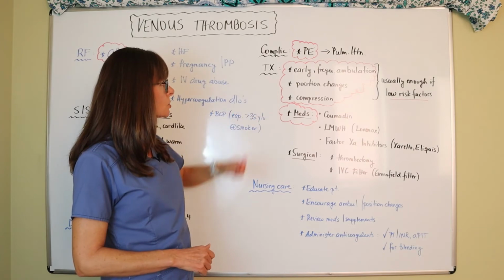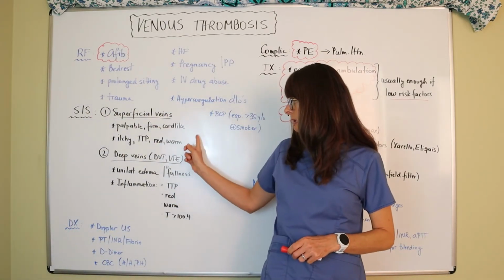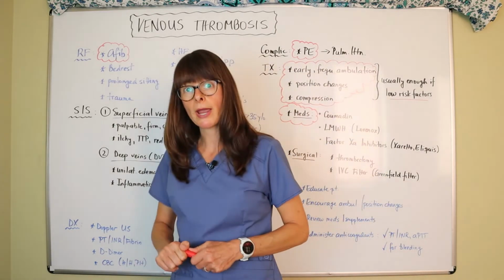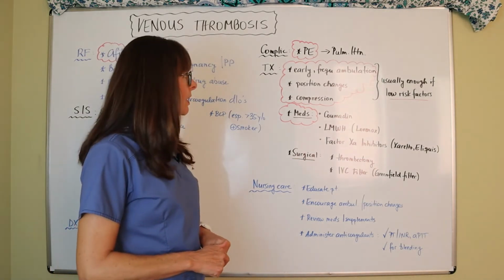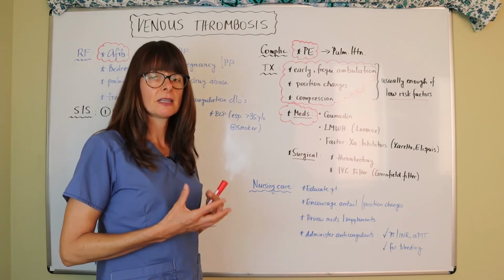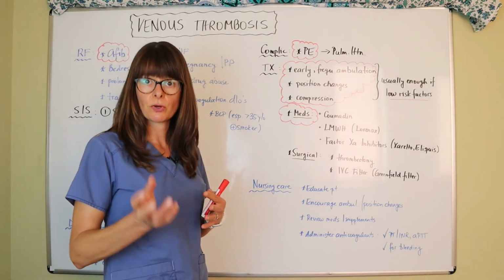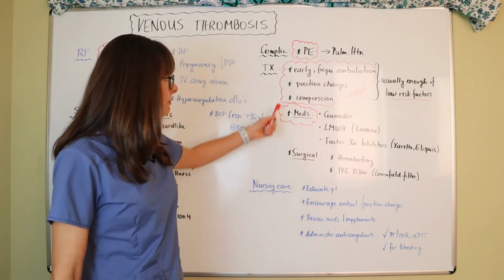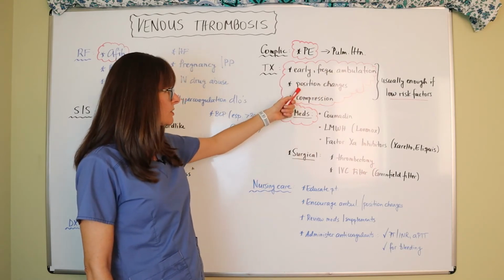Treatment for superficial vein thrombosis is typically nothing needs to be done because it's superficial and it usually goes away with ambulation, maybe a little bit of warm compresses. And the body will just dissolve it. But if it's in the deep veins, these clots have a higher risk for breaking off and causing a PE, an embolus. So treatment here is early and frequent ambulation and position changes.